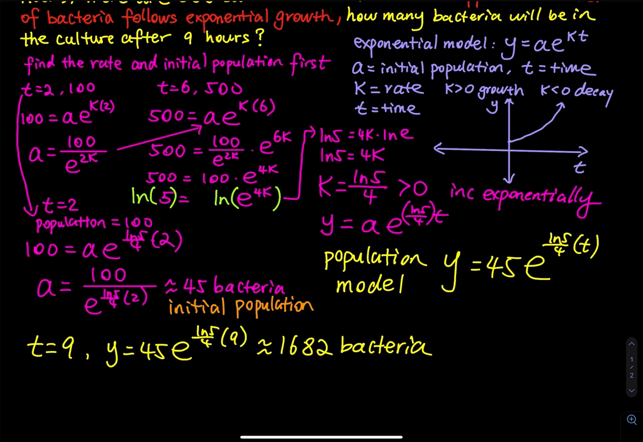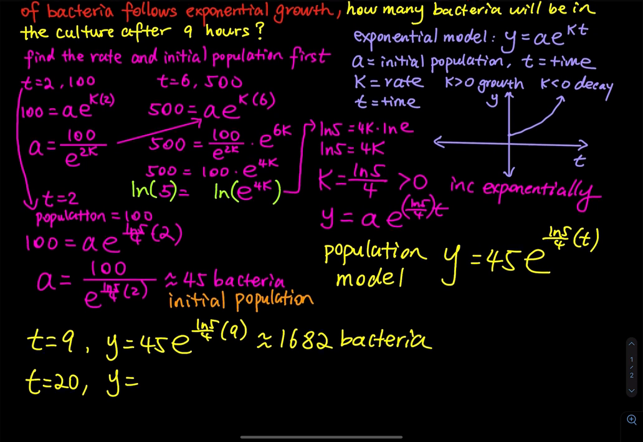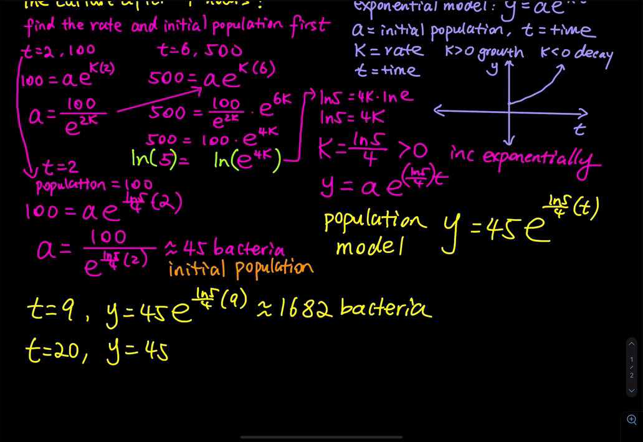How about 20? Let's add another problem. How many bacteria are there after 20 hours? Should be a lot, right? So y is equal to 45 times e to the ln phi divided by 4 times 20. This is approximately equal to 140,625 bacteria.